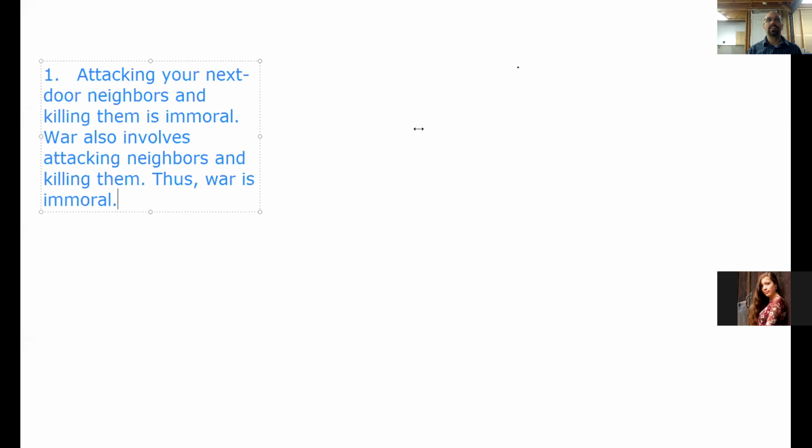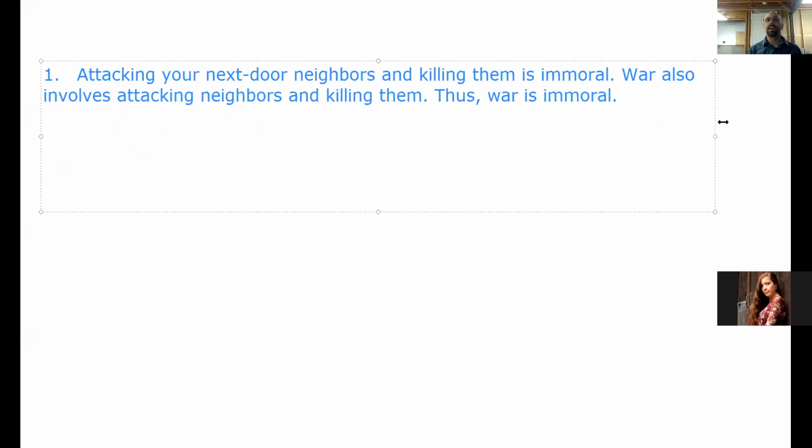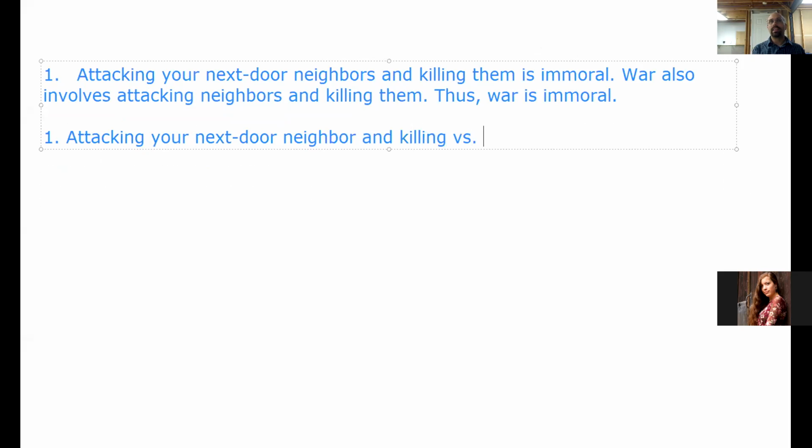Whiteboard up. So the first problem on the group activities: attacking your next door neighbors and killing them is immoral. War also involves attacking next door neighbors and killing them. Thus, war is immoral. All right. First step: what are the analogs? What two things are getting compared? In this case, it's attacking your next door neighbor and killing them, and that's getting compared and contrasted with war.